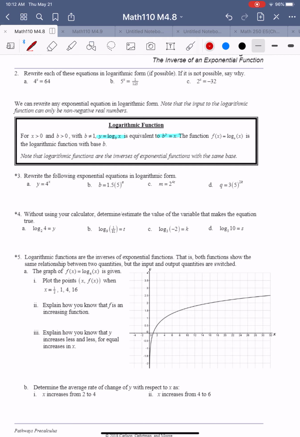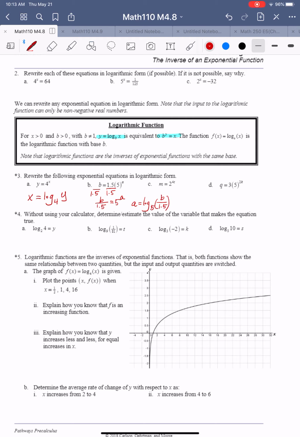So let's go back here. Rewrite the following exponential equations in the logarithmic form, which means we are solving for the exponents. The base for the x power is going to be the base of the log of y. Same as here too, but this time the base for the a power is 5, so you need to divide by 1.5 on both sides. So b over 1.5 equals 5 to the a power. And then in order to solve for a, it could be log base 5 of b over 1.5.